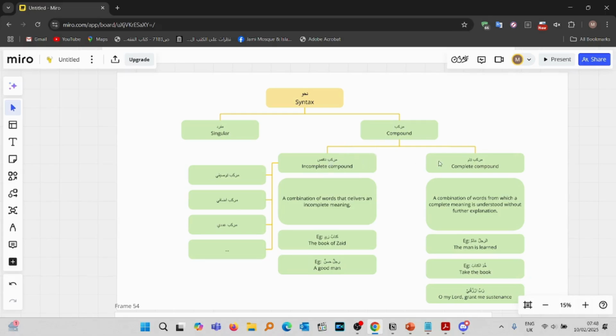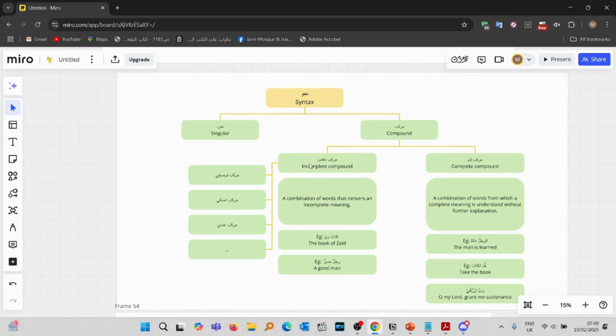You have murakkab naqis and you have murakkab tam. Murakkab naqis is defined as an incomplete compound, and murakkab tam is defined as a complete compound. Now murakkab naqis has different types. You have murakkab tawsifi, murakkab idafi, murakkab adadi, and also other types, but we are only going to suffice upon these three types for this level.